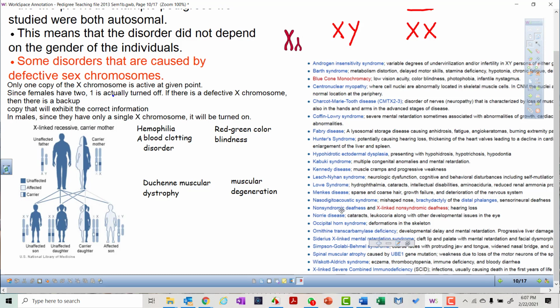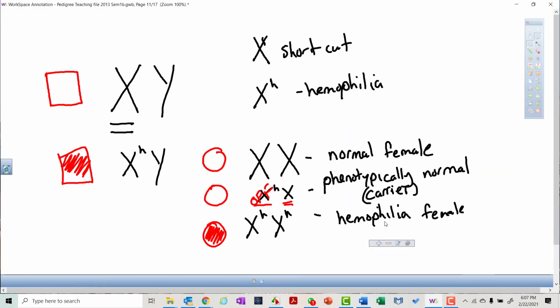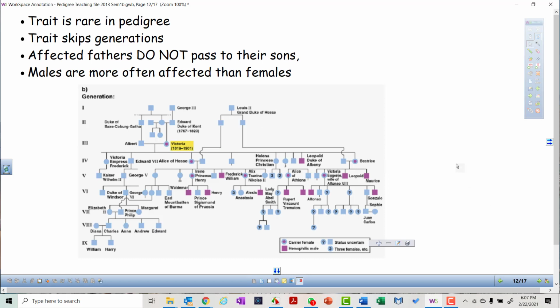So that means all these diseases happen in males more frequently than females, right? Muscular dystrophy, red-green color blindness, and hemophilia are three of the most common ones. So it was fair for me on a test to ask you, why do X-linked problems occur more often in males than they do in females? That's a fair question.